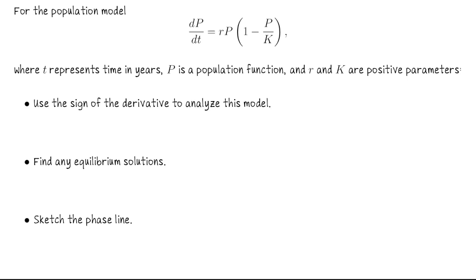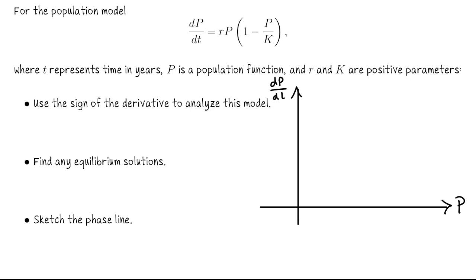Okay, so let's start by just describing what the derivative looks like for different values of the population. So again, r and k are positive constants. 1, of course, is a positive constant. So the sign of the right-hand side here is going to depend on p. With that in mind, we can actually plot dp/dt versus p. So let me put p down here and dp/dt up here. We'll just work out what the sign of dp/dt is based on what the value of p is.